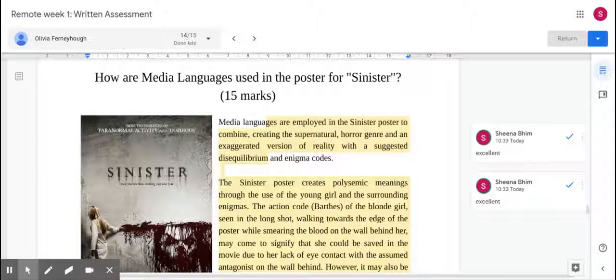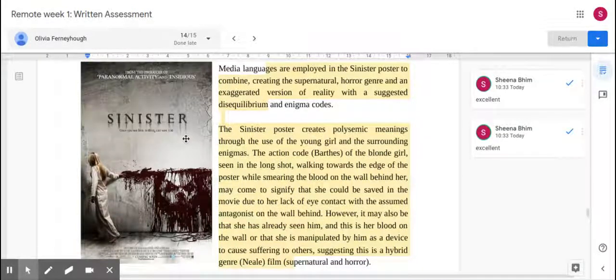So this is an essay from a student I have permission from to go over how to write this question. The question was, how are media languages used in the poster for Sinister? And we should have been looking at the colour, the pose, the costume, the mode of address, the language, and any intertextual references, any kind of genre references.